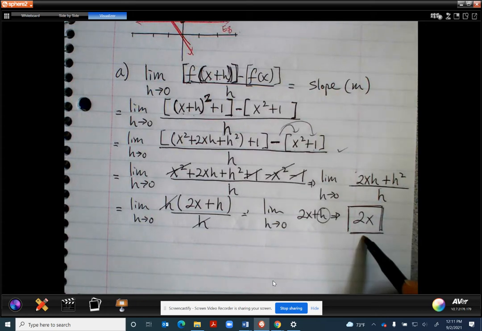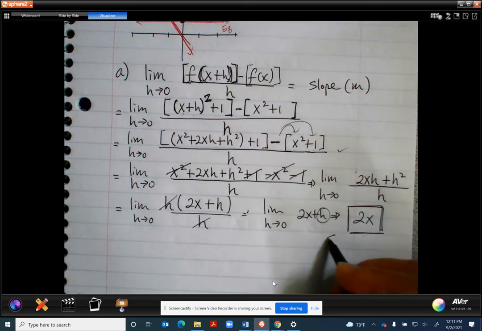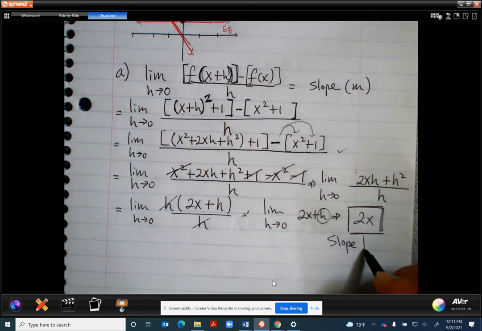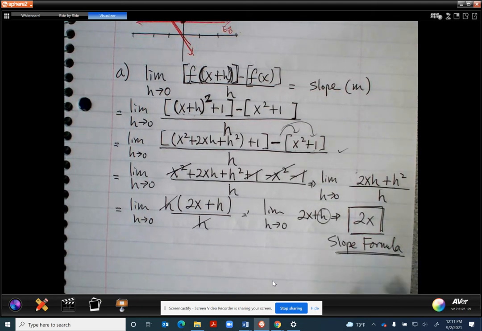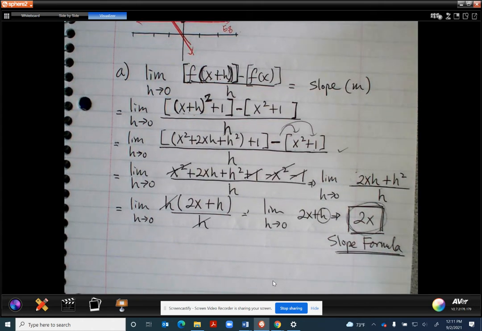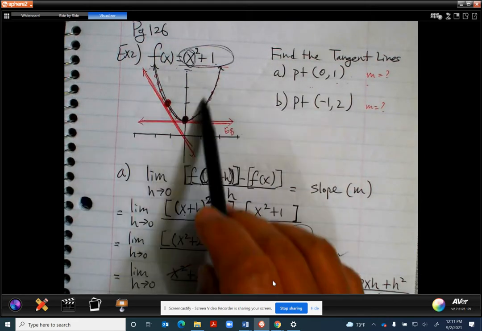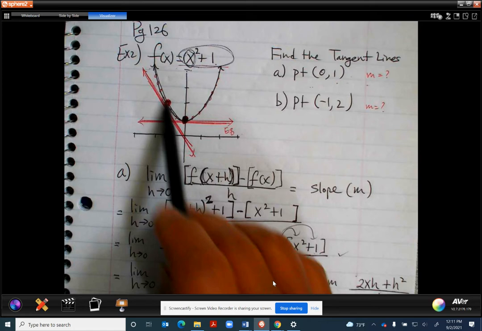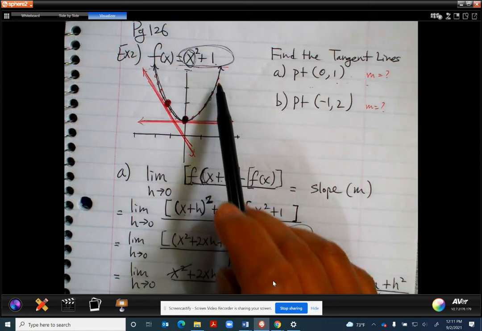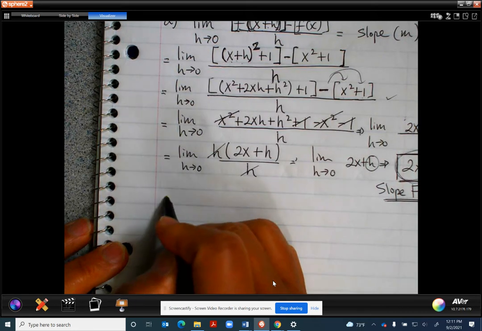Now, this is my answer, but this here, 2x, is representing our slope formula. It's not just your slope, it is your slope formula. This will help me to find all of your slope everywhere around this curve, anywhere. But do I want to find every point along this curve? No, I do not. I want to find which one first, which is part A. What do I want to find first?